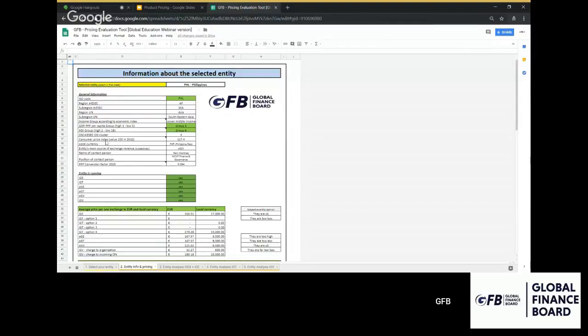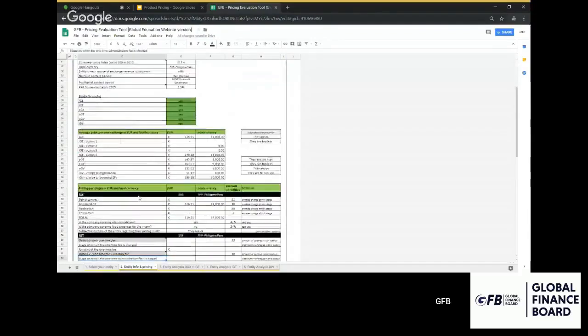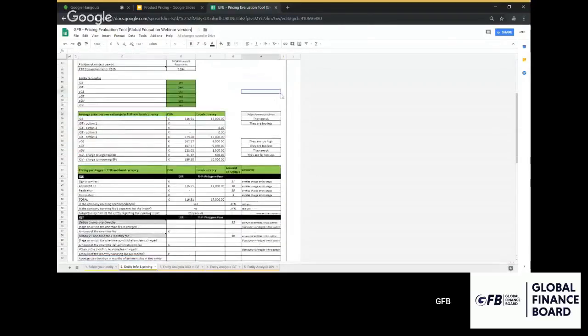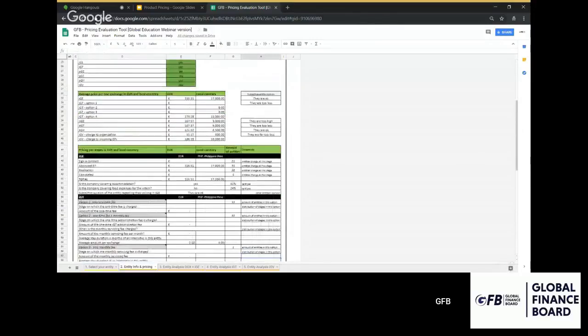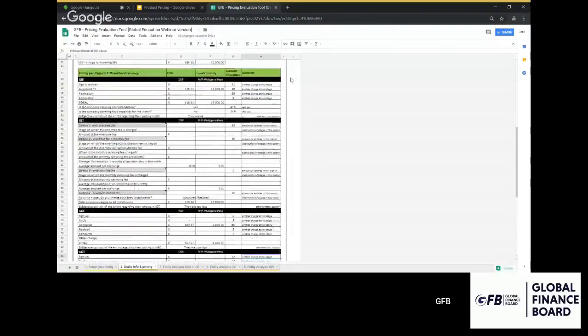then the customer price index, value 100 in 2010, and then local currency, and then what the entity is running, then the price per exchange in euro and local currency, and then pricing in euro and local currency.